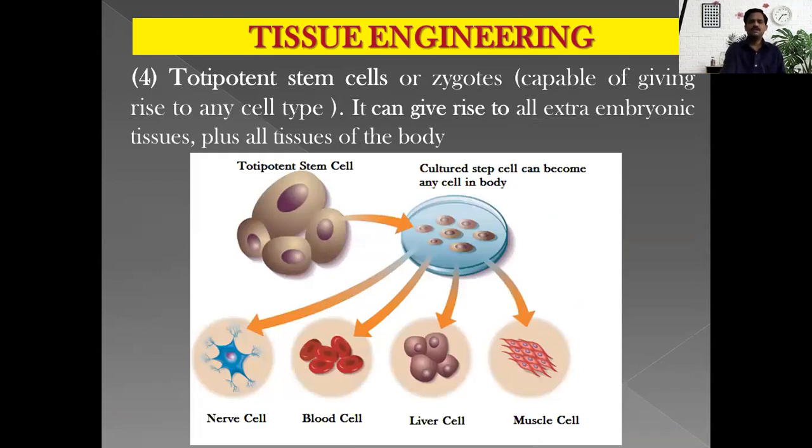Totipotent stem cells. These cells are capable of giving rise to any type of cell. Suppose we get this totipotent stem cell and culture it, it can give rise to any kind of tissue of the body. For example, if we need to regenerate nervous tissue, we can create nervous tissue. If we need blood cells, we can create blood cells. If we need to regenerate liver tissue, we can recreate liver tissue. If we need to regenerate muscle tissue, we can do the same.